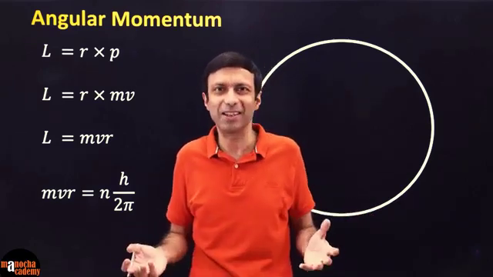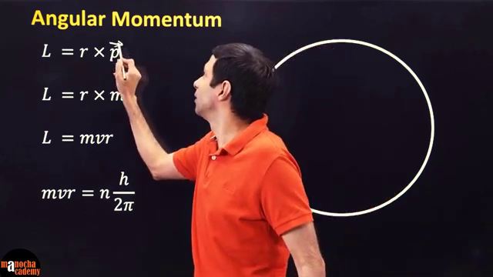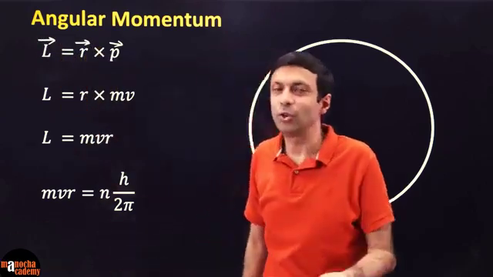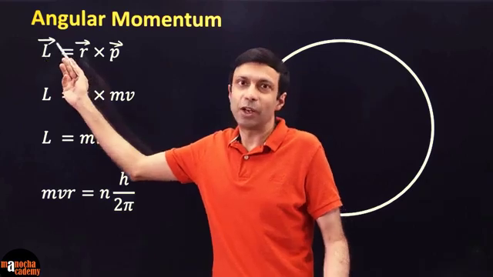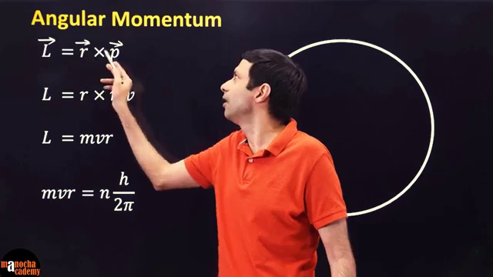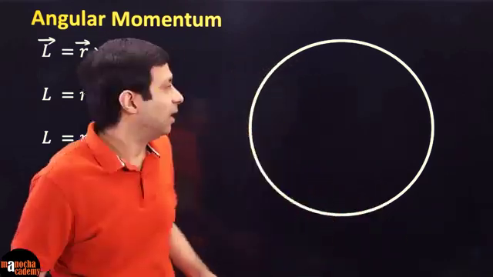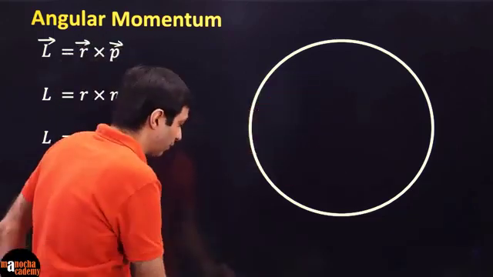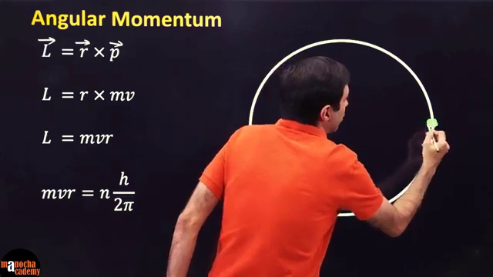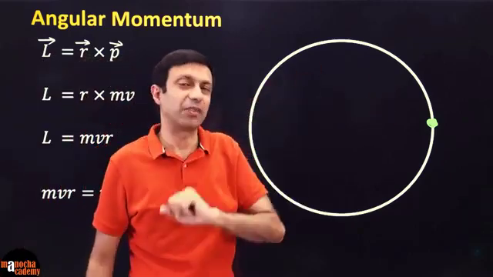Now what do I mean by that? Moment means you're multiplying the momentum p with the distance. And if we talk in terms of vector notation, angular momentum, denoted by L, is the cross product, the vector product, of r and the momentum p. So let me explain it with a simple example. Let's say the electron is revolving in a circle like this. So here is our Mr. Electron who's going around in this circle, and we want to find the angular momentum of that electron.